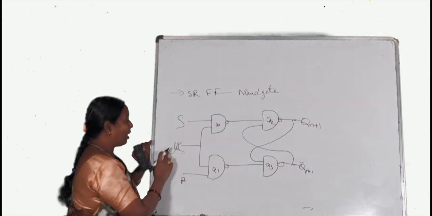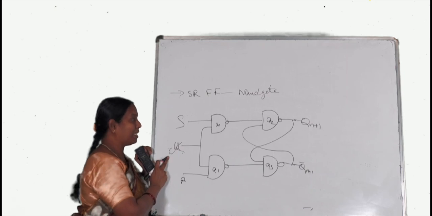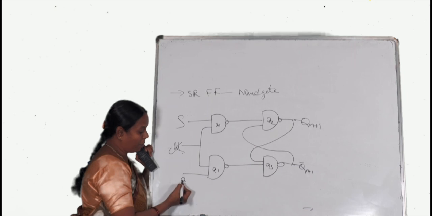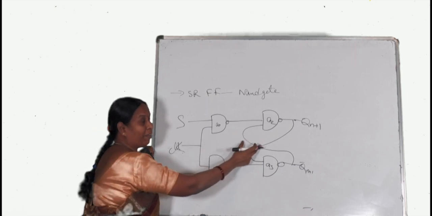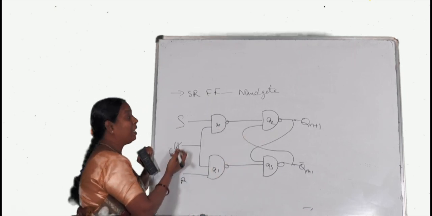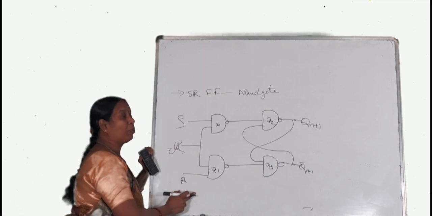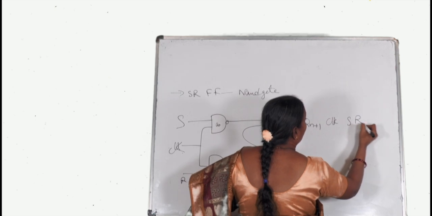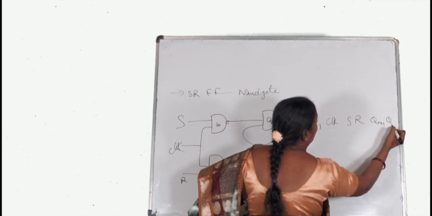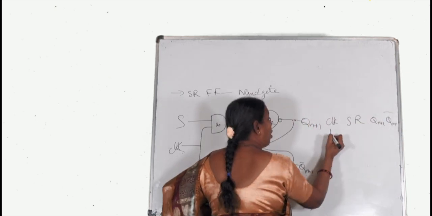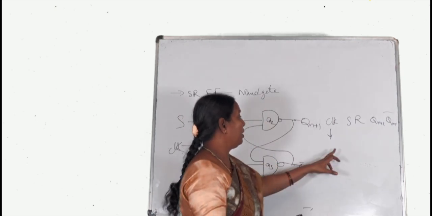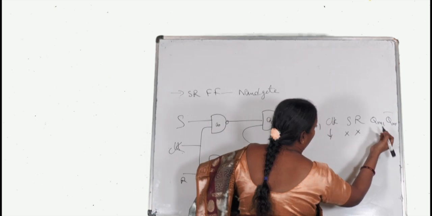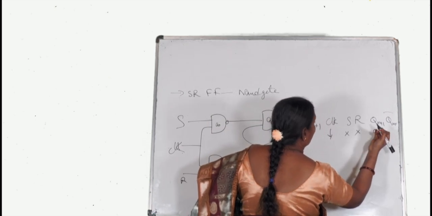So when clock is high, with the combination of SR, the outputs are going to be varied. When clock is low, irrespective of the inputs, the output is undetermined. So clock, SR, Qn plus 1, Qn plus 1 bar. When clock is low, irrespective of inputs, outputs are undefined or whatever the previous values you have.